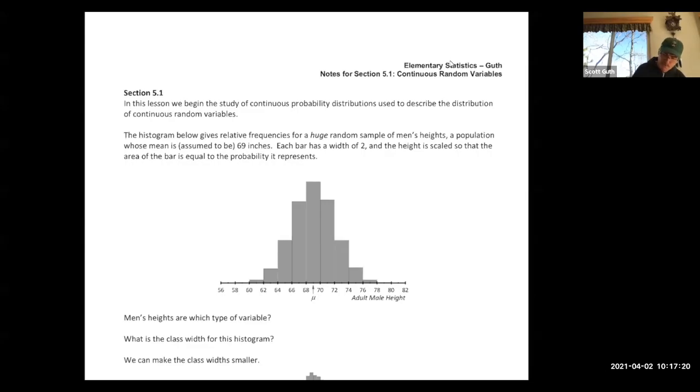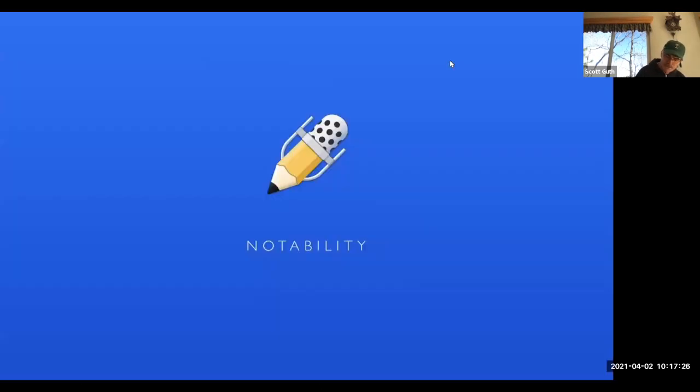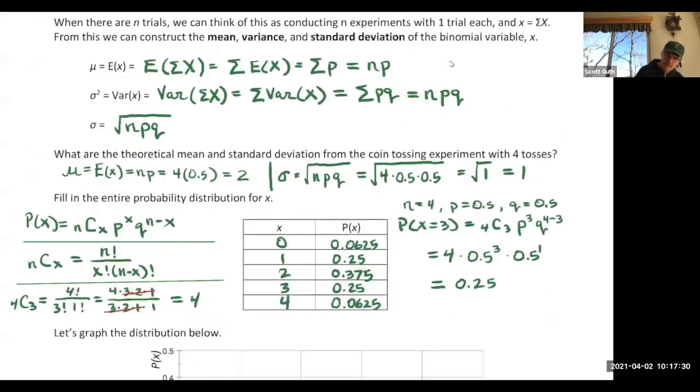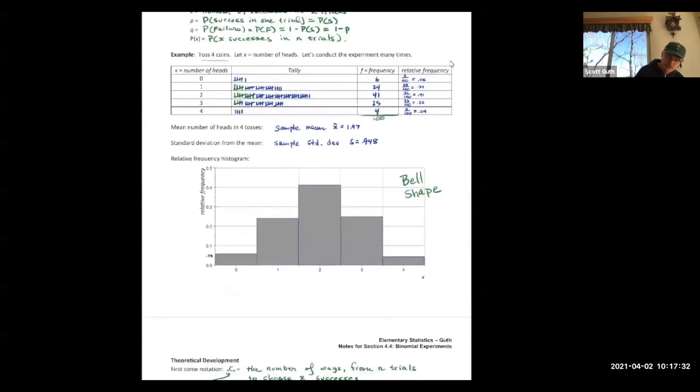Okay, so we're starting chapter 5 here. This is on continuous variables. If you go back to chapter 4, everything here was about discrete variables.